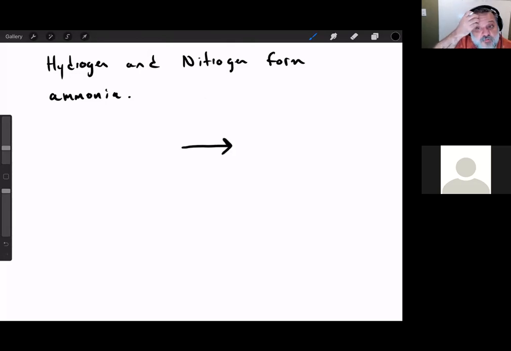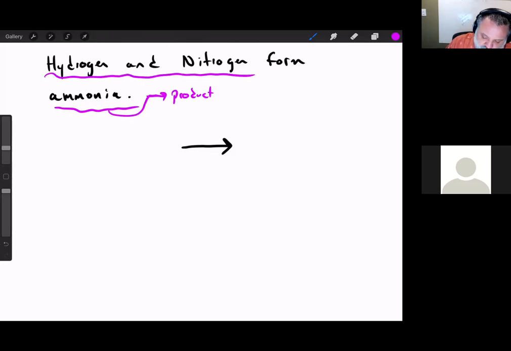It's going to involve an arrow, right? Because this arrow means form or change or converts, or reactants go to products. There are a lot of different ways you can say it, but here's the symbol that means form. How do I put things together? What are the reactants and what are the products? Well, if I form ammonia, then this is a product. If I form ammonia from hydrogen and nitrogen, these are the reactants.